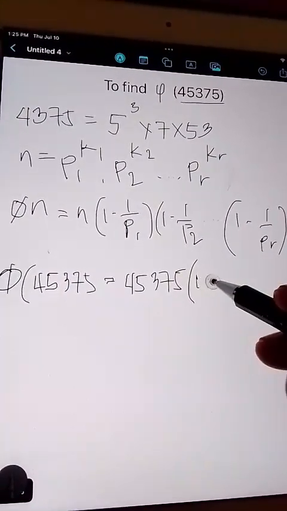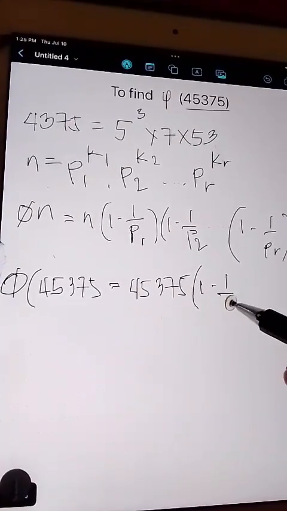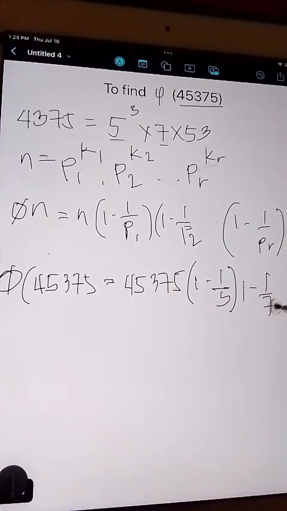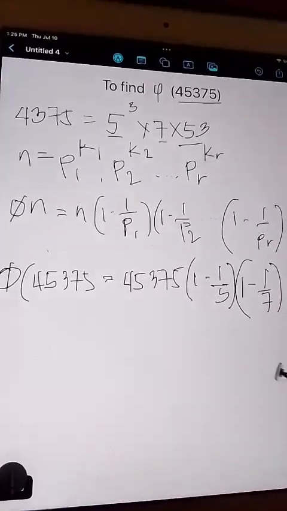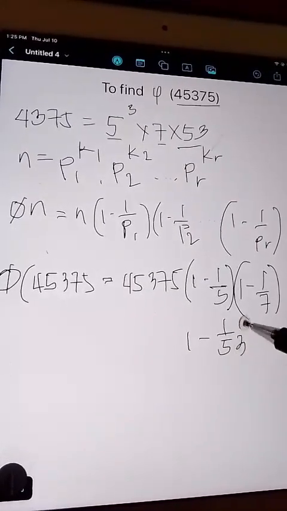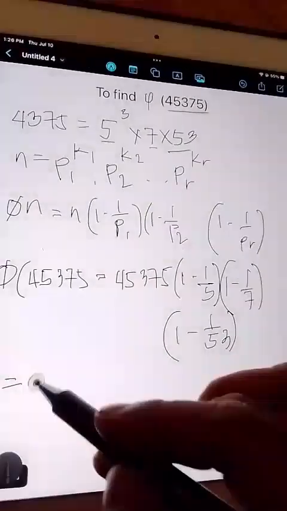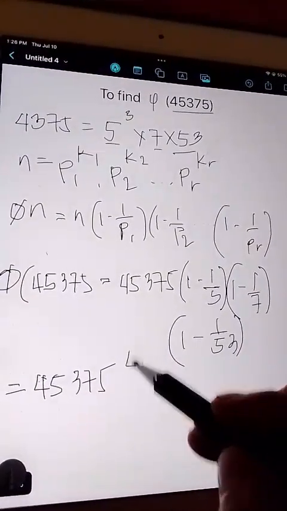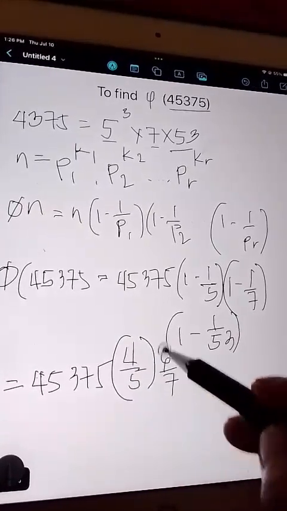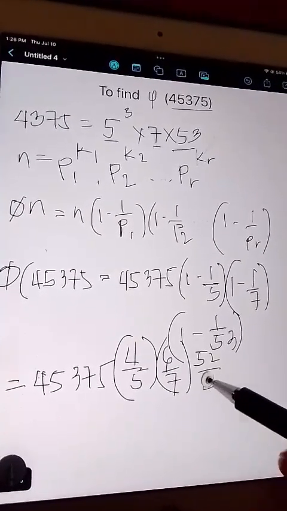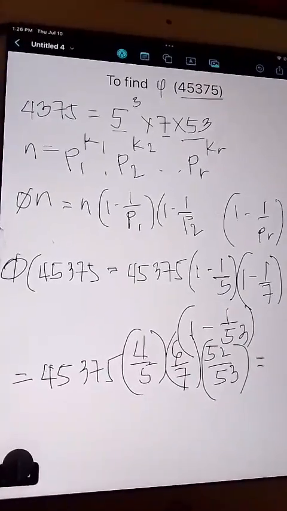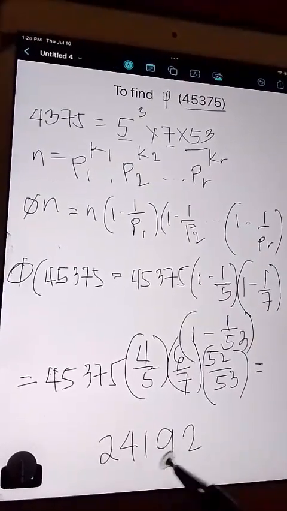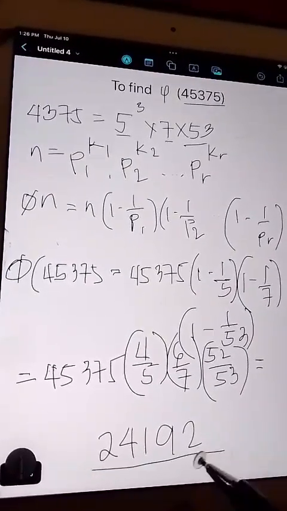So 1 minus 1 over 5, which is this one, and 1 minus 1 over 7, and the last one is this one. So I put it here, 1 minus 1 over 53. Which is equal to 45,375 times 4 over 5, 6 over 7, and 52 over 53. So which is equal to 24,192. So therefore φ(45,375) is equal to 24,192.